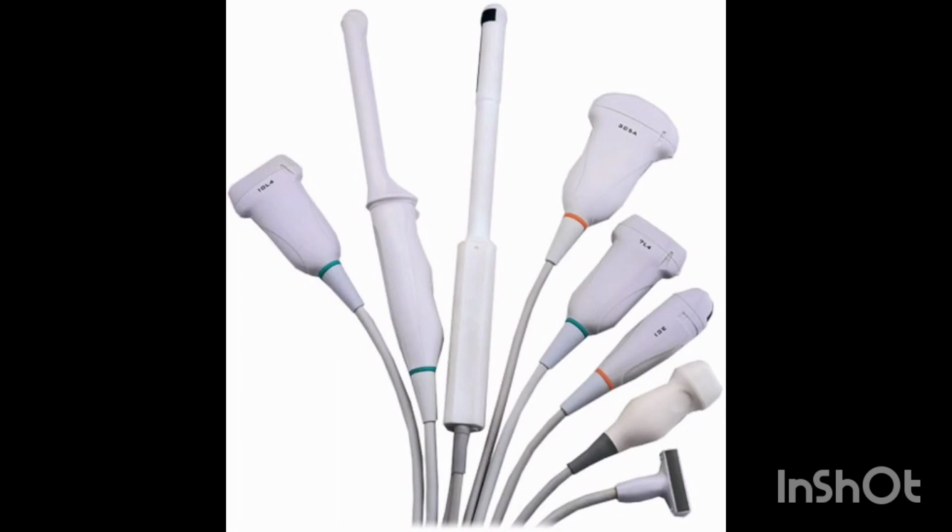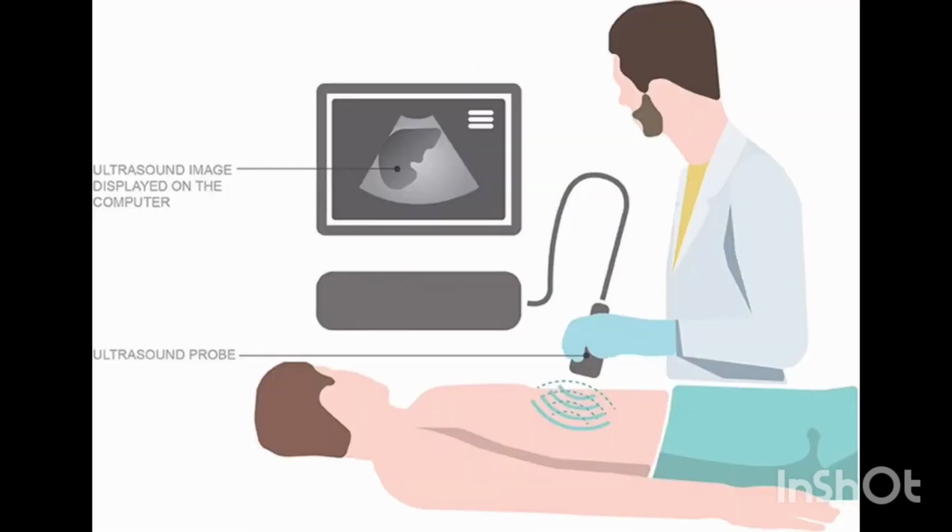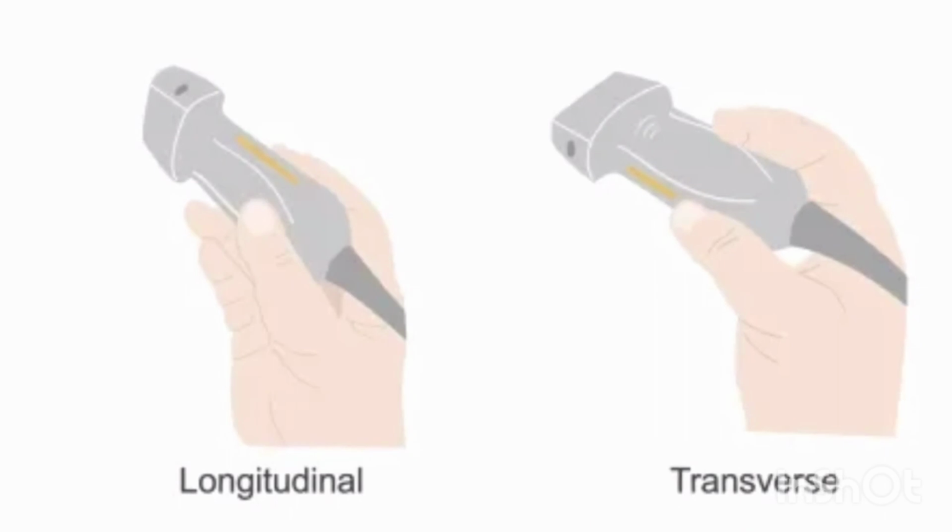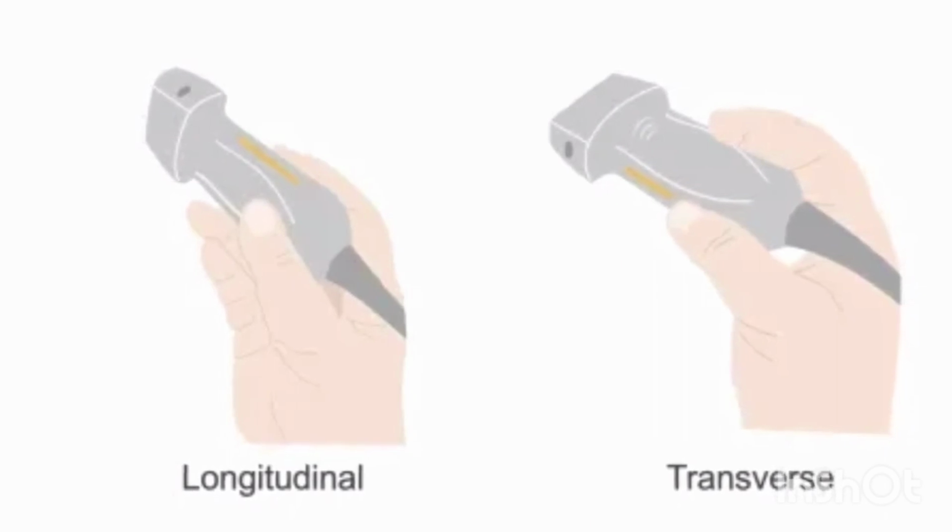An ultrasound transducer is a device that produces sound waves that bounce off body tissues and make echoes. The transducer also receives the echoes and sends them to a computer that uses them to create an image called a sonogram. Positioning the probe during an ultrasound is very necessary.